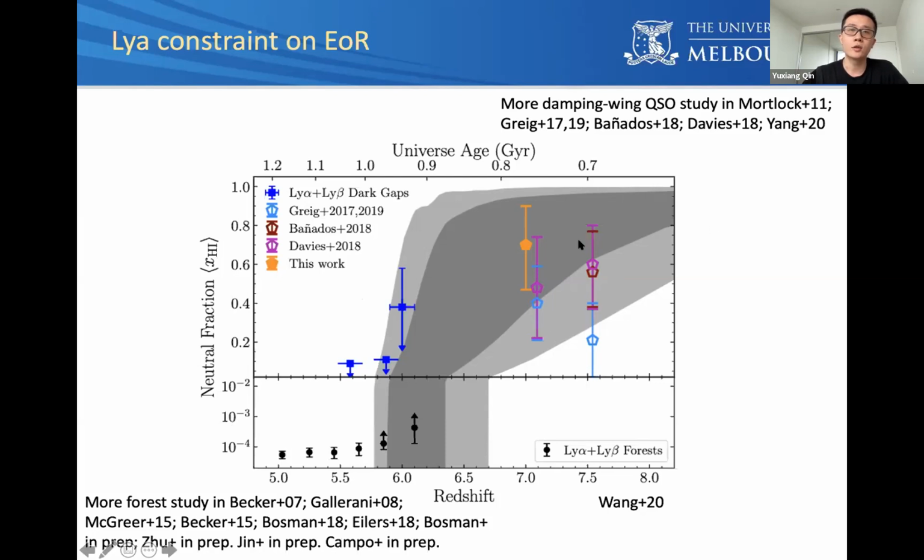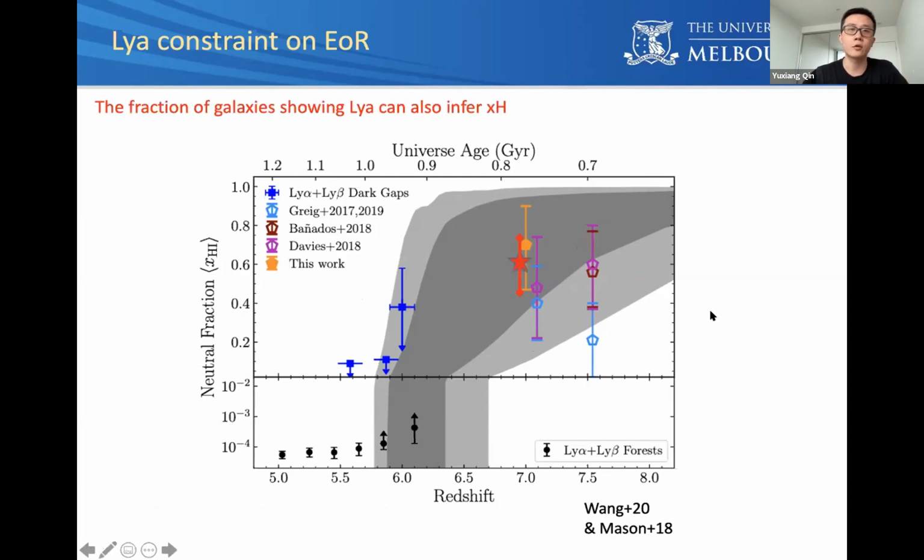But we can also use the redward information. This is to use the damping wing to study the neutral hydrogen fraction at the early stage of reionization. But this is not the focus of this talk.